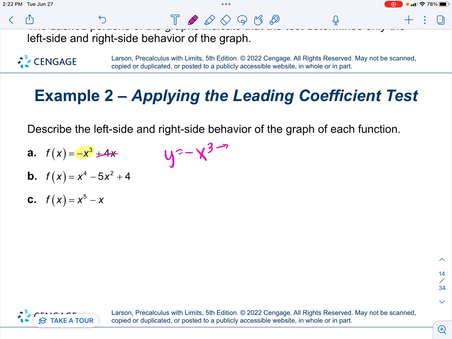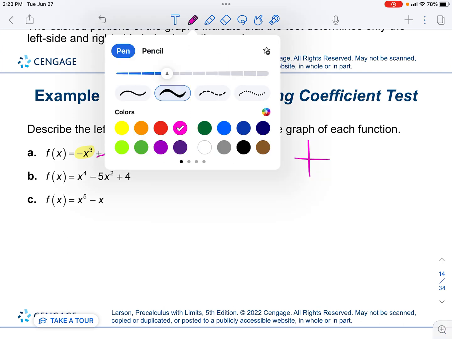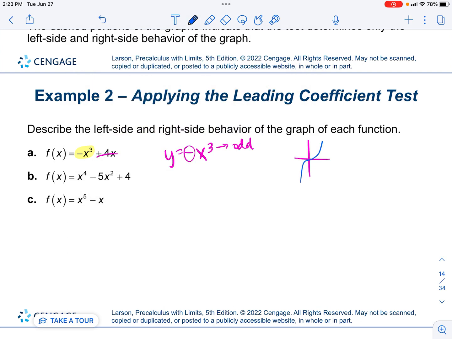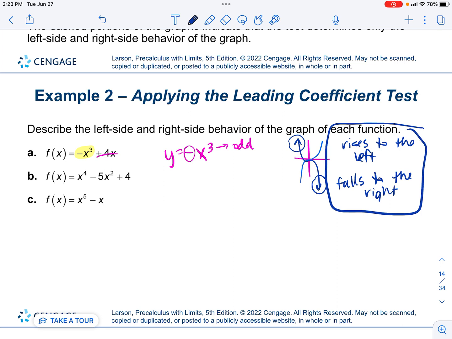Odd is our exponent, so that means we'll have the arrows going in different directions, fall and rise, because it's odd. And then negative means we are not going to see a regular S-curve, but the flipped version. So we would say this rises to the left, because on the left side of the graph it's going up, and then falls to the right. That would be our arrow behavior for part A.